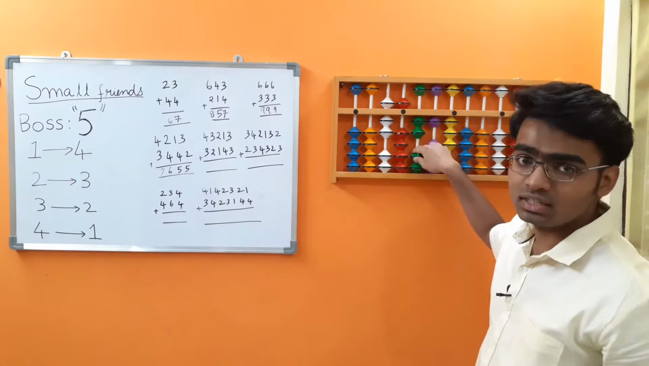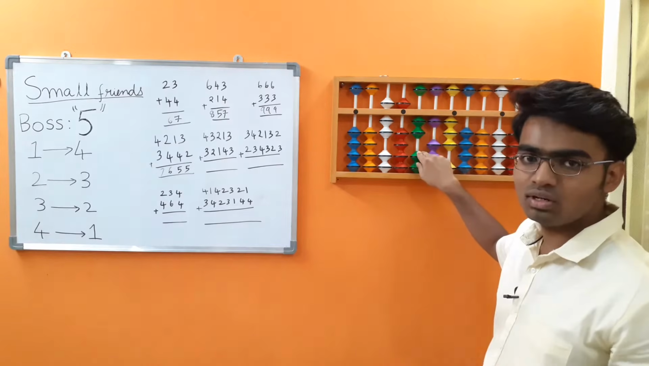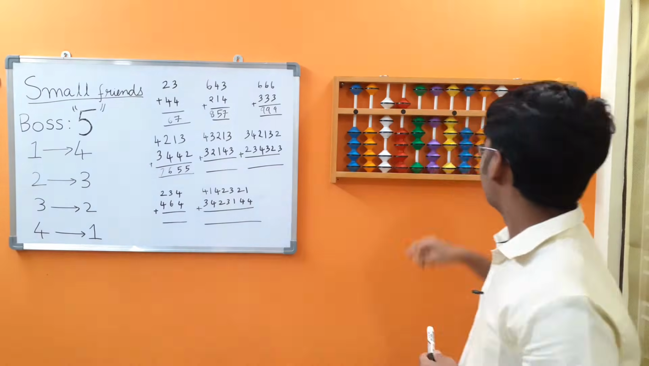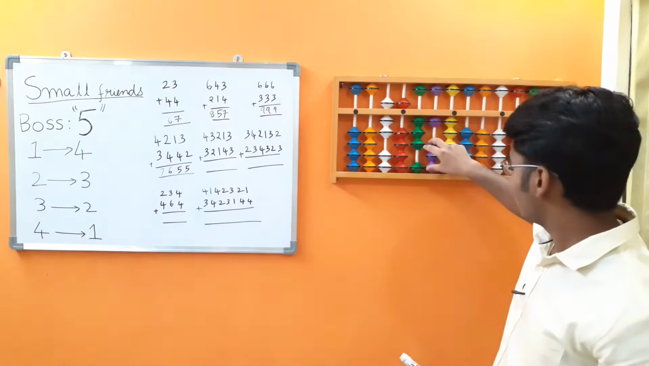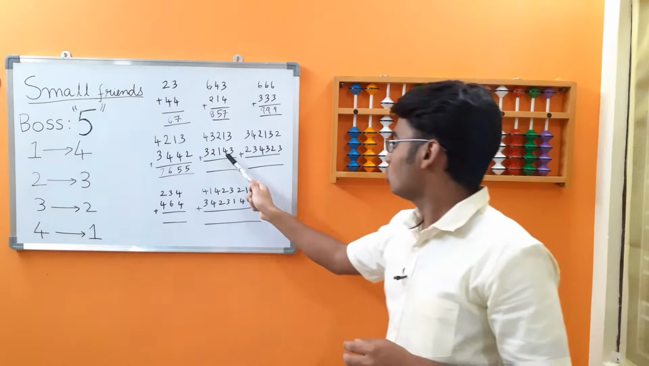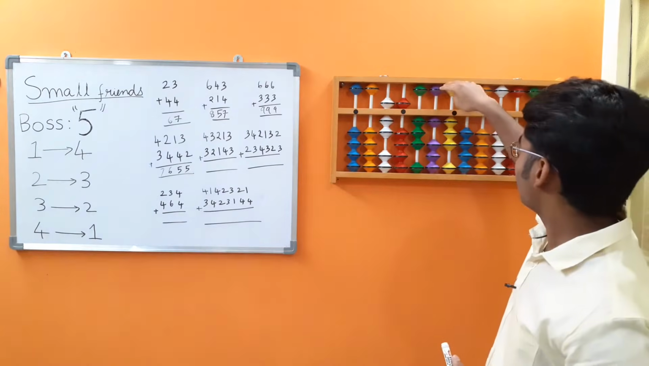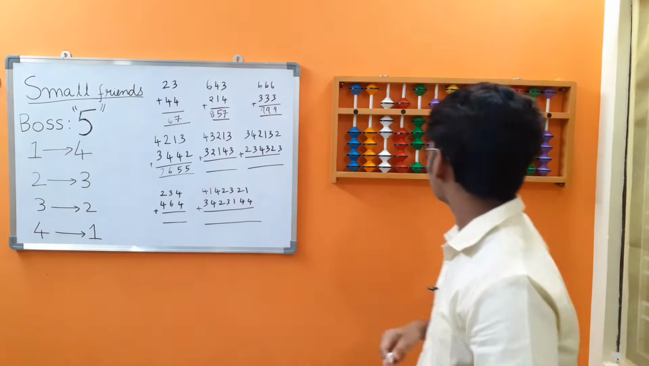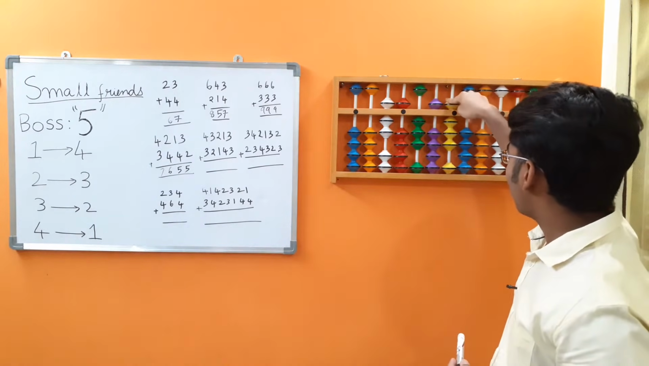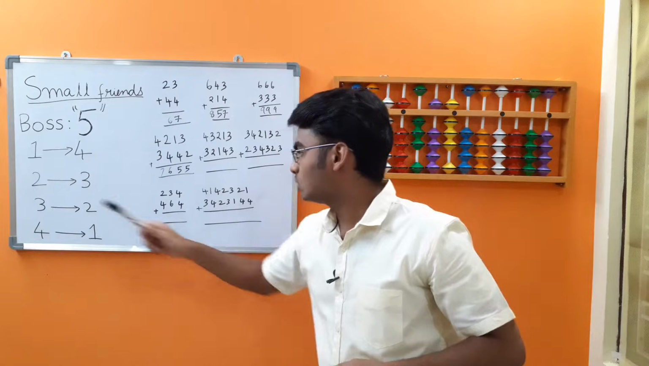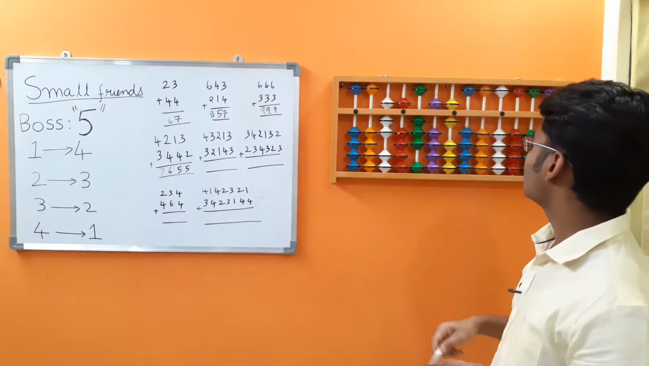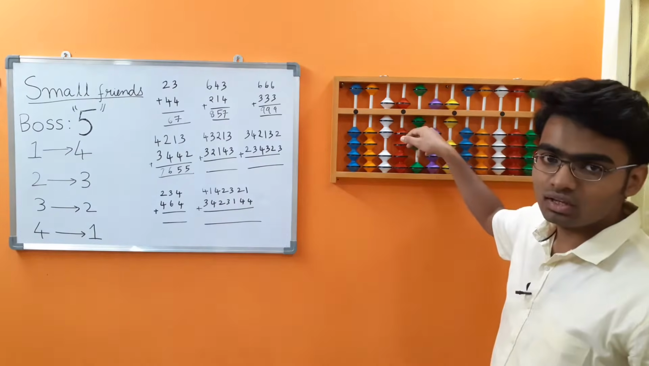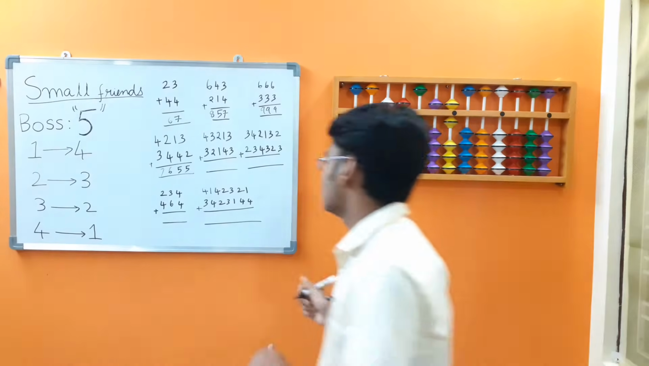We have to add 1 now. We can add 1 directly here because we have 2 beads, but we have to add only 1. So let's add it directly. 1, 4. We have to add 4 here, but we only have 3 beads. 4's friend is 1. Add the boss 5. Less the friend 1. 3. Add the boss 5. Less the friend 2. We got the answer as 75,356.